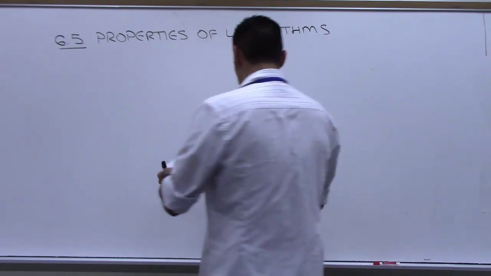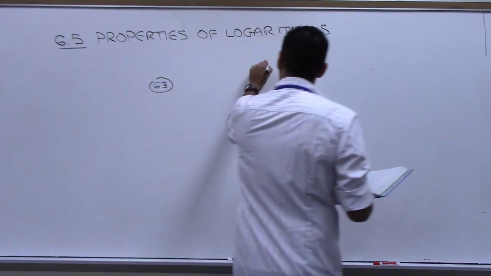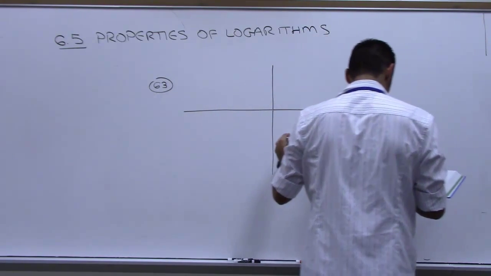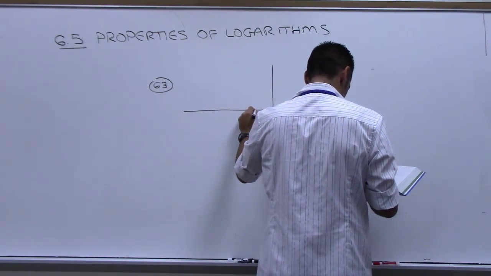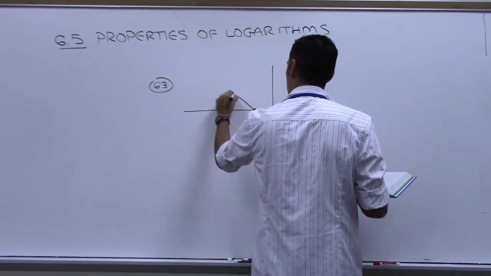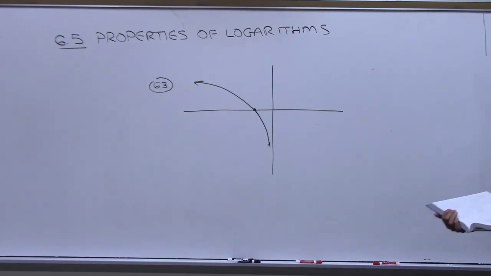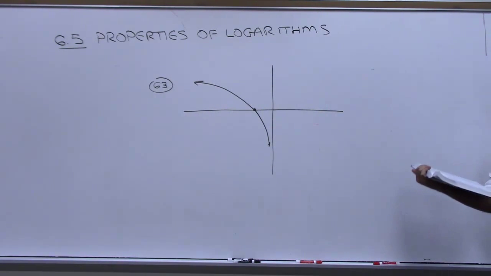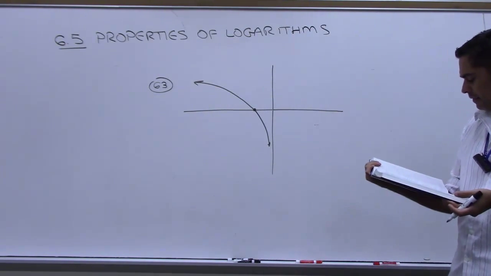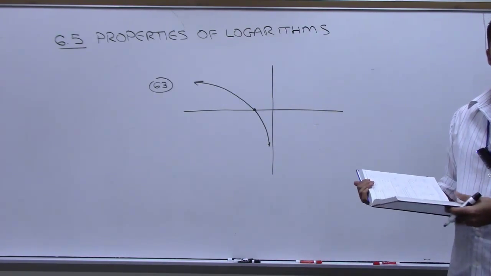Do my best to graph this here. So on 63, they give you a graph that looks like this. And they want you to match this up to a function. They give you functions A, B, C, D, E, F, G, H, and they're trying to match it to this picture.